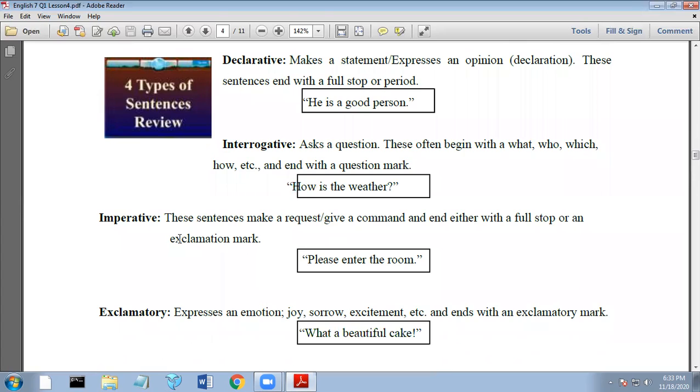Imperative sentence. These sentences make a request or give a command, and end either with a full stop or an exclamation mark or exclamation point. So maybe when someone is giving an order and that someone has intense emotion, it could be expressed with an exclamation mark. So example, please enter the room. The use of please here signifies that this is a request, so not a direct command.